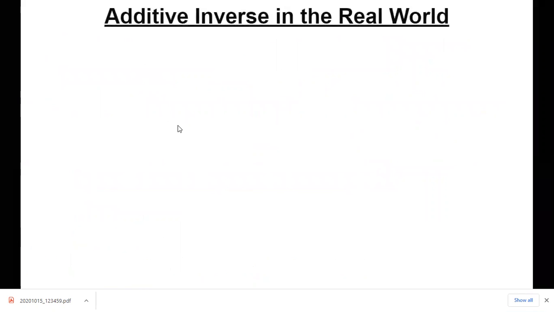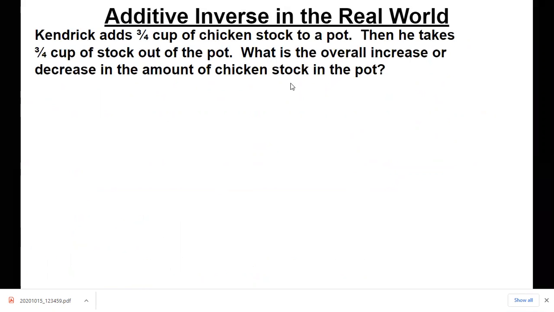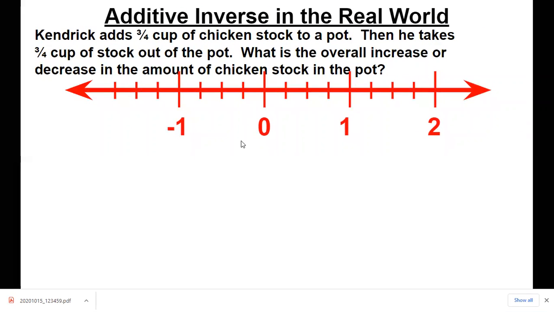Okay, let's take a look again. Kendrick adds 3/4 of a cup of chicken stock to a pot. Then he takes 3/4 of a cup of stock out of the pot. What is the overall increase or decrease in the amount of chicken stock in the pot? Well, they are additive inverses, are they not?